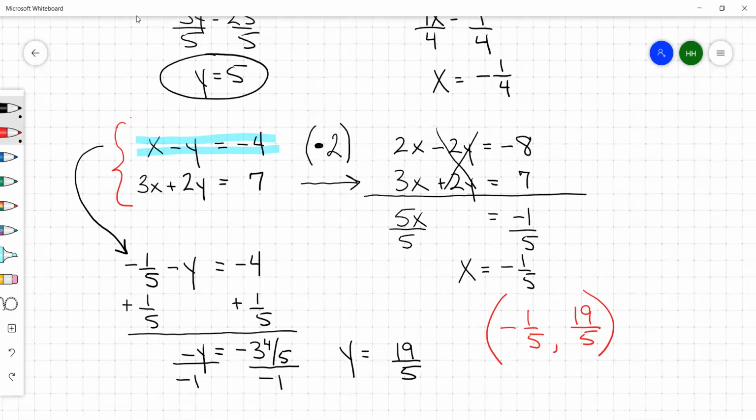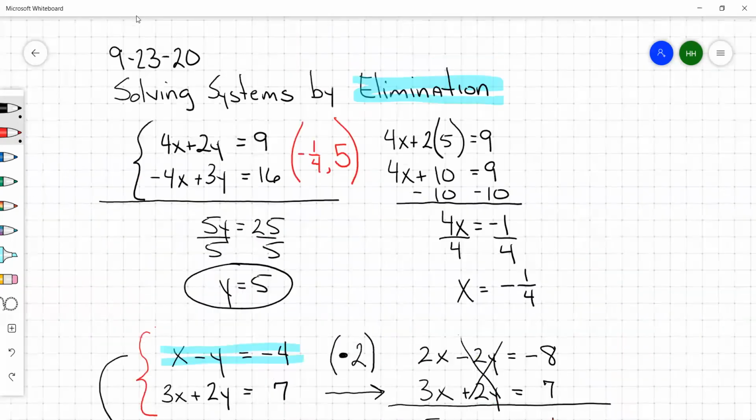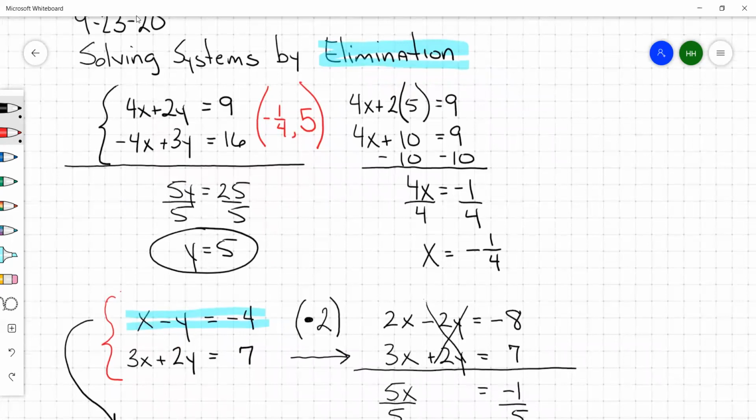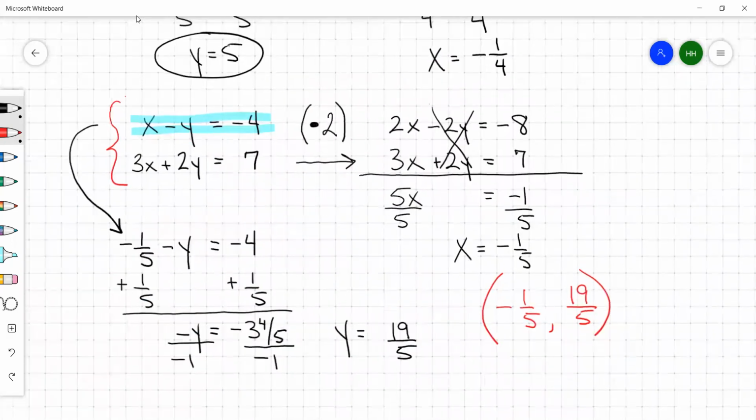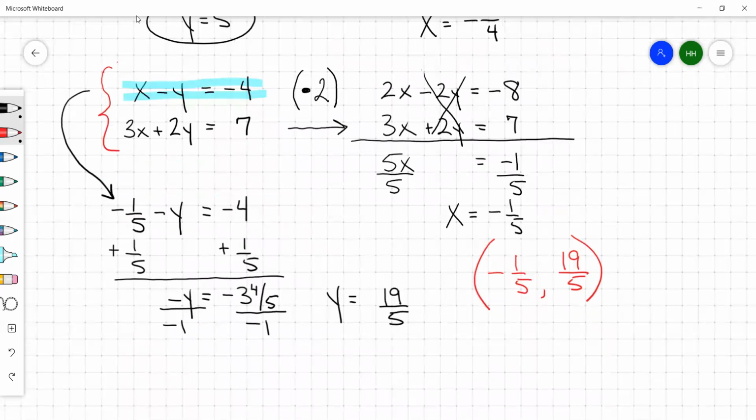Okay, so that was the case where we had to manipulate one of the equations. In this first example, no manipulation was involved. It was just combine the equations, eliminate a variable, solve, substitute. In this second example, you had to manipulate one equation. When you manipulated one equation, then you could combine to eliminate, solve for x, substitute, solve for y.